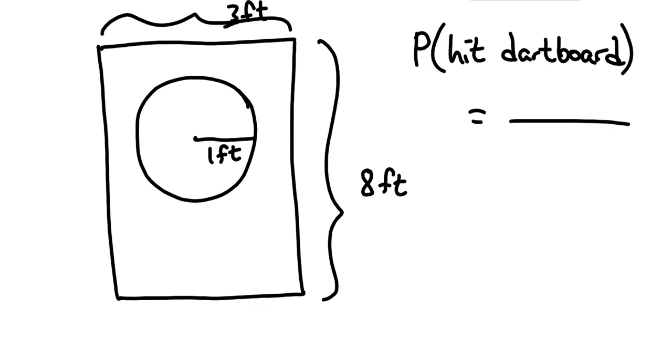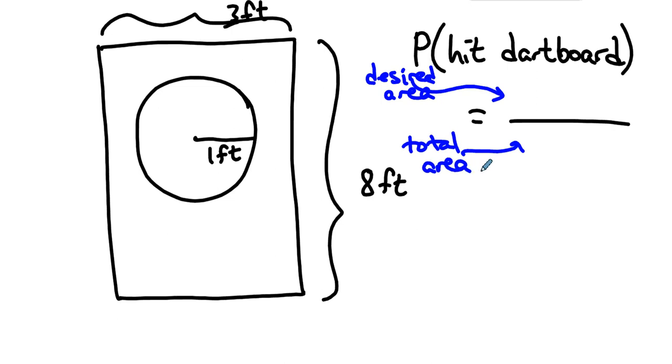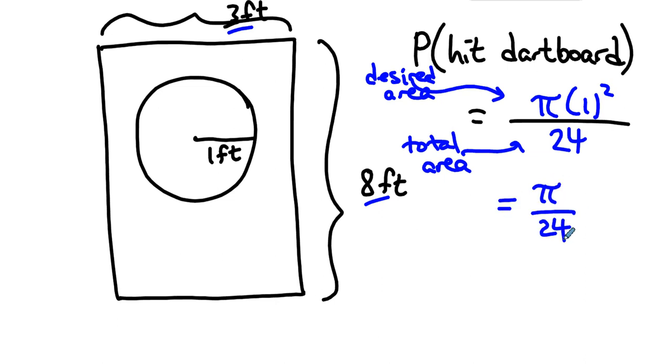So instead, we think about the desired area as it compares with the total area. The area of the wall is 24 square feet, right? 3 times 8. But the area of the dartboard is pi times 1 squared. And so there is a pi over 24 probability that a randomly thrown dart hits the dartboard.